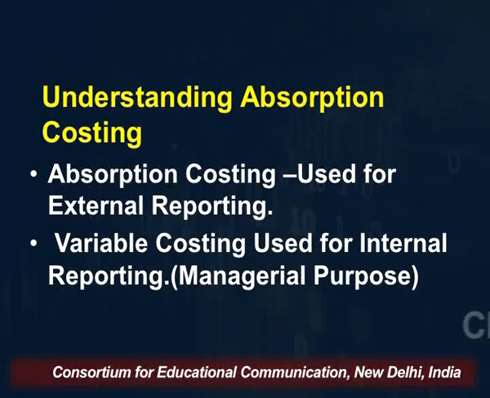So first and the foremost thing you must keep in mind is the purpose, the motive with which you are preparing this report. So absorption costing is basically used for external reporting, whereas variable costing, or what you call as marginal costing, is used for internal reporting. This is for managerial purposes.